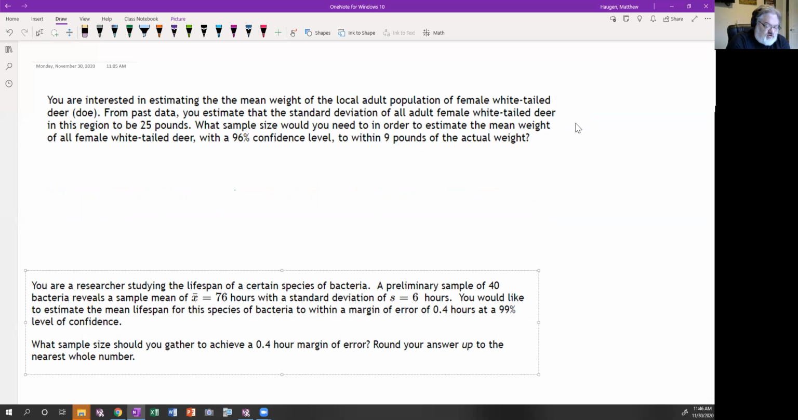So we have an estimated standard deviation. We want a margin of error of 9 pounds. Confidence level 96.